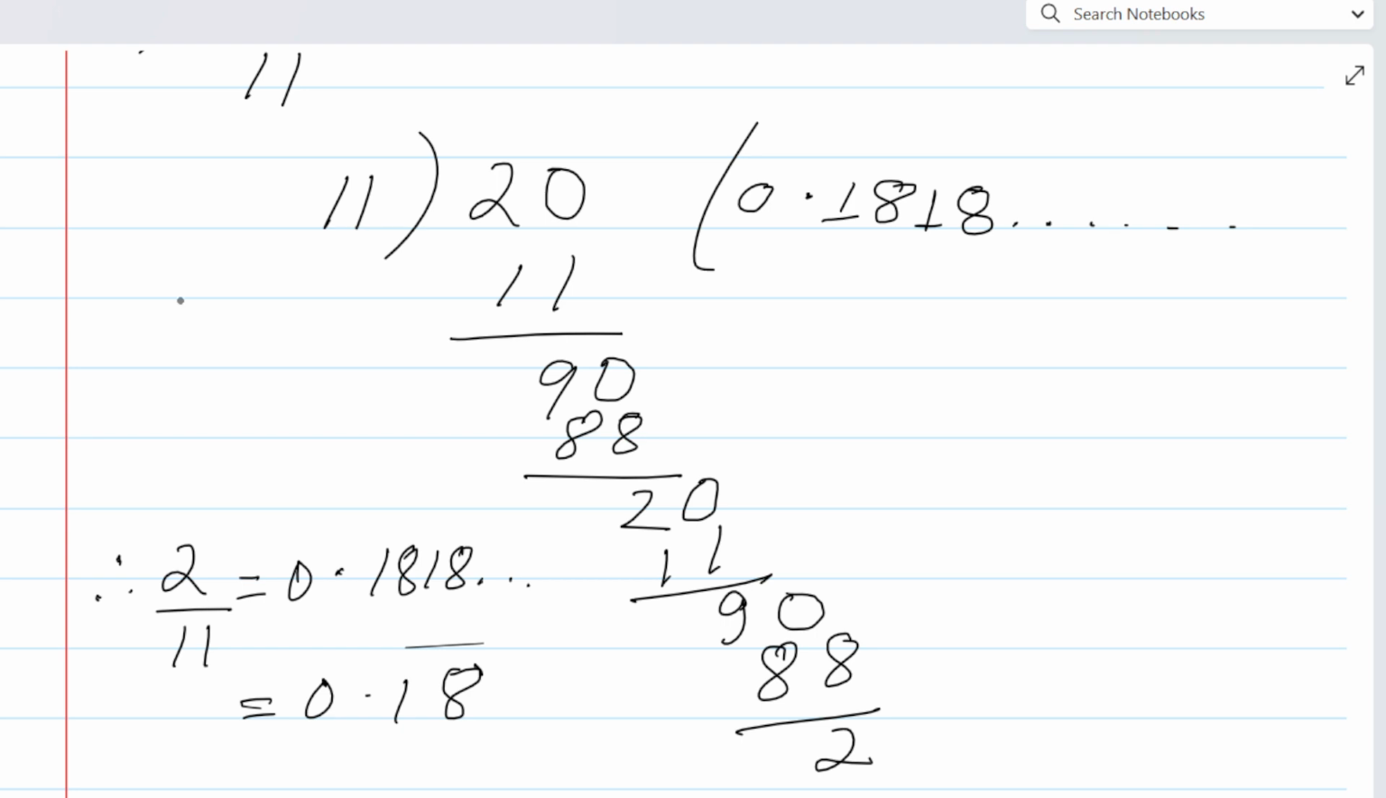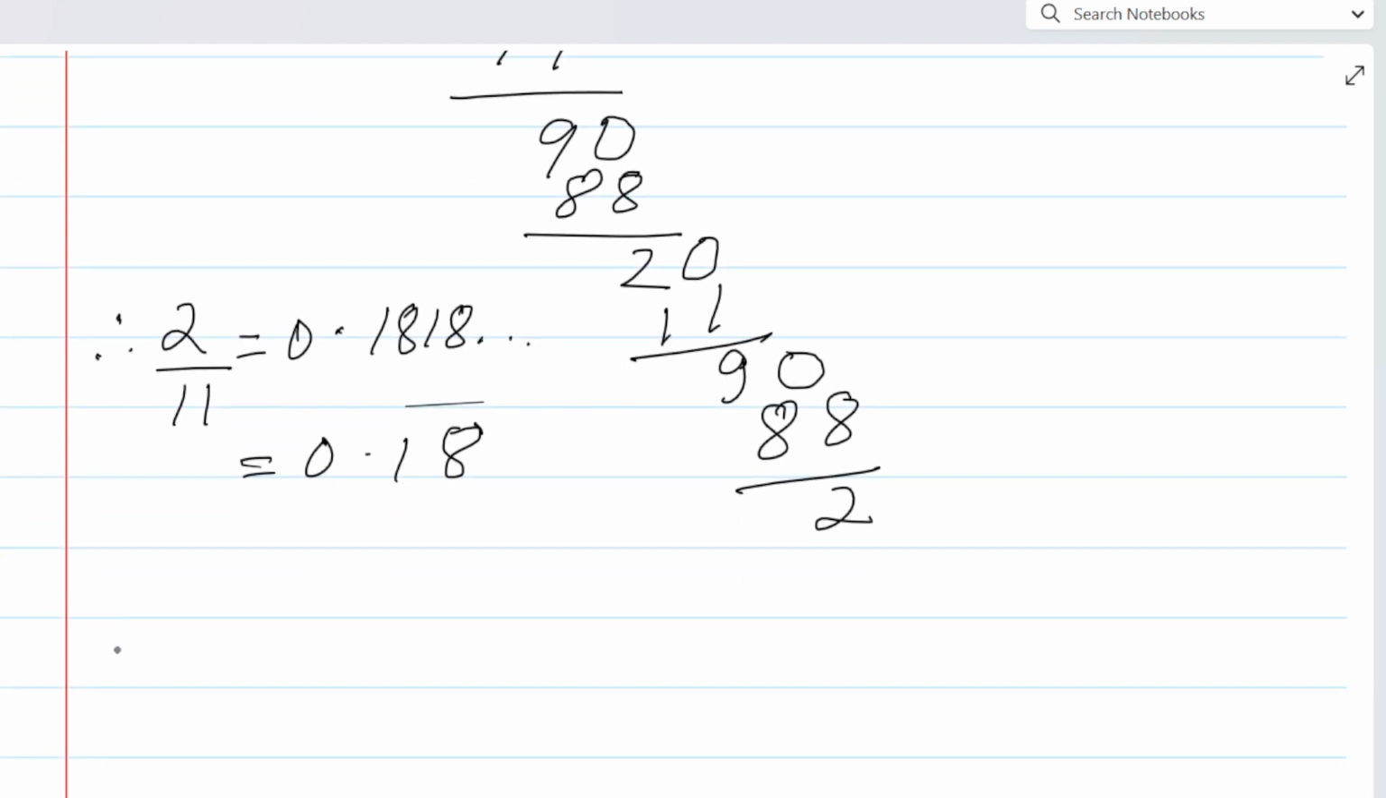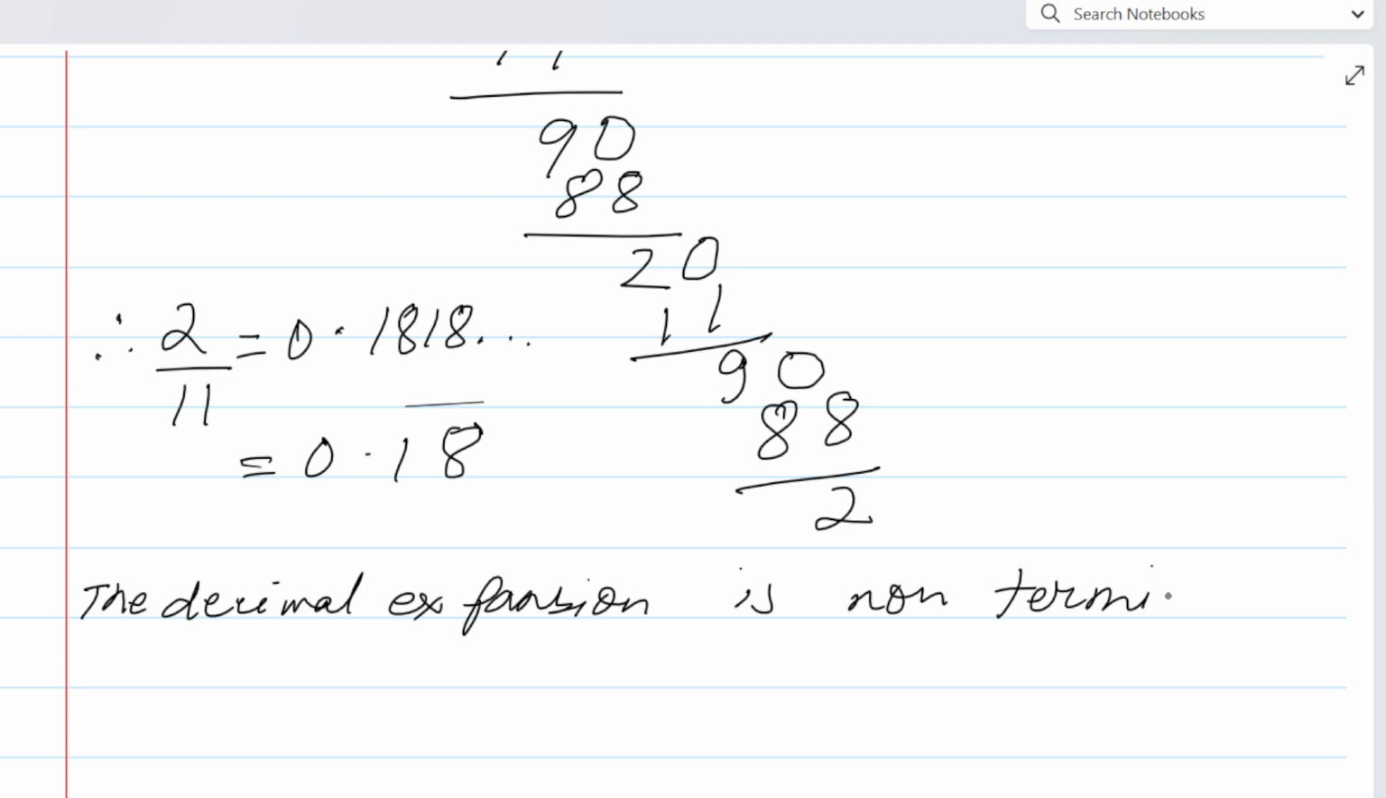So please write it. The decimal expansion is non-terminating, repeating.